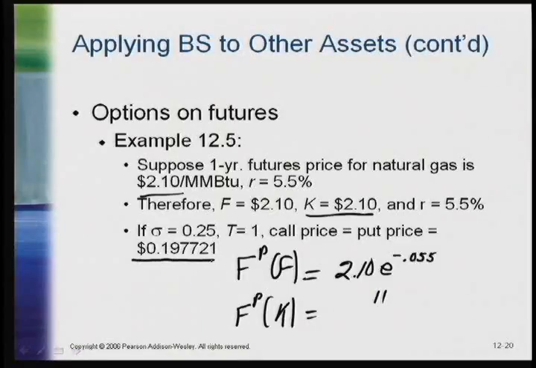The same is equal to 0.1977. Now, why is the call equal to the put? Let's make sure we understand this. You remember put-call parity said a long call and a short put is equal to the difference in the prepaid forward prices. Well, we have a situation where the prepaid forward prices are the same. So the difference in the prepaid forward prices is 0, and therefore it's not surprising that the put and the call are the same.